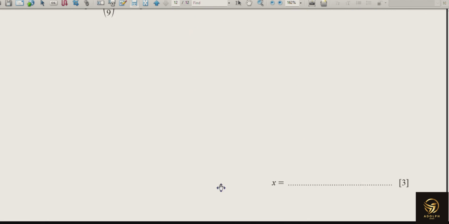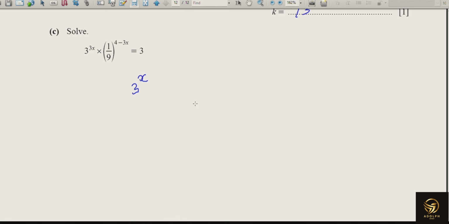Okay, next is a bigger one, I guess. Yeah, the mark is also 3. Let's try. So first 3, 3, and here the base is 9. Let's convert that base to a power. So 3 power 3x into 1 by 9. 1 by 9 we can write as 1 by 3 power 2. Everything has the base 3, so I have converted it, and minus 3x equals 3.